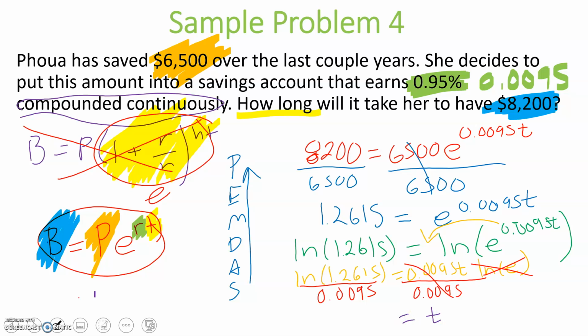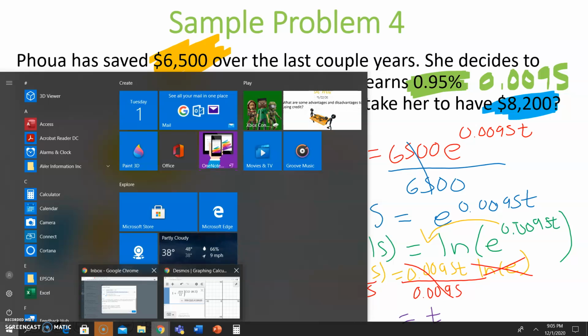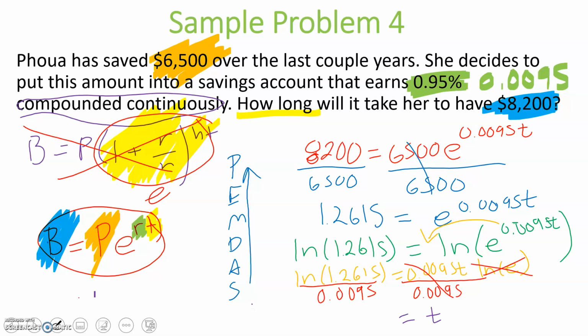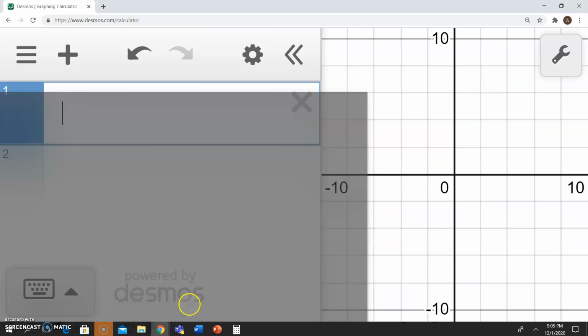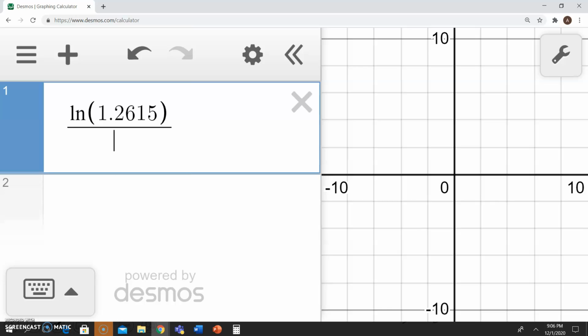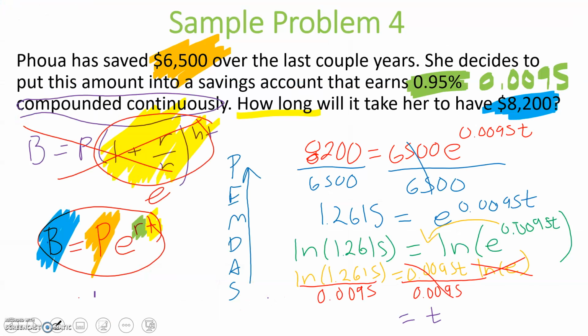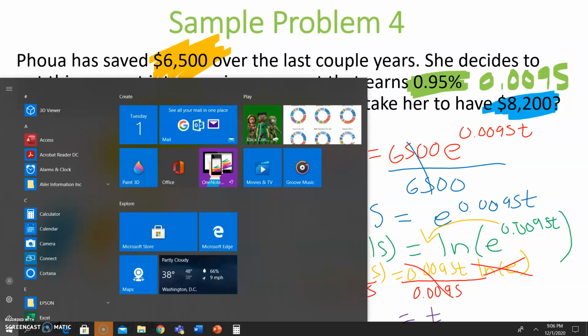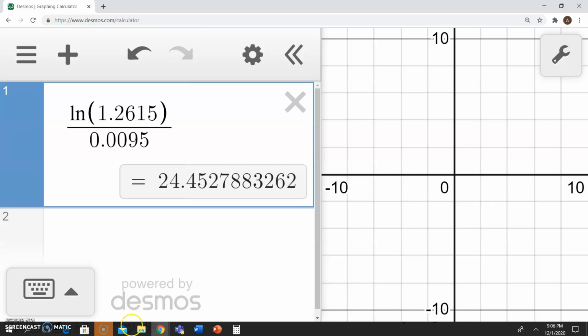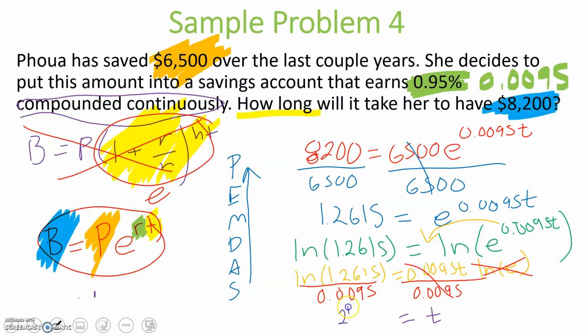And then I think we're going to just use the Desmos calculator here. So we have the natural log of 1.2615 all over 0.0095. And we can see that that's about 24 and a half years. So we're going to say then that the time is about 24.5 years.